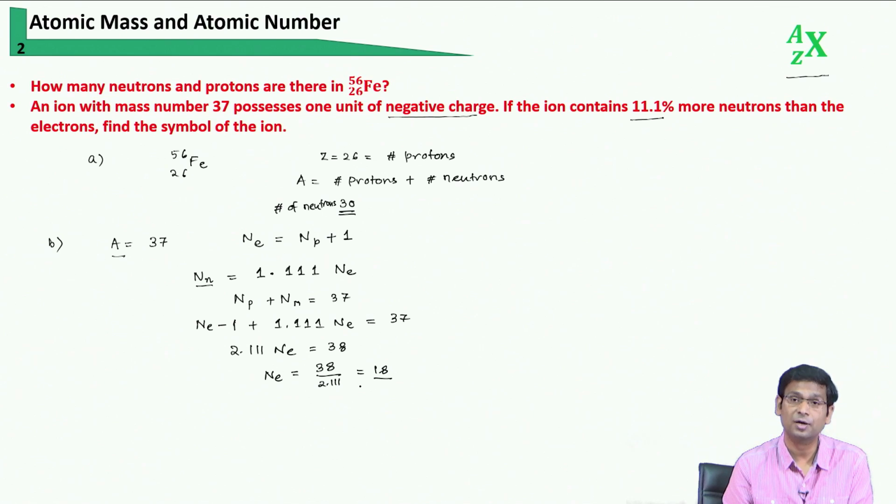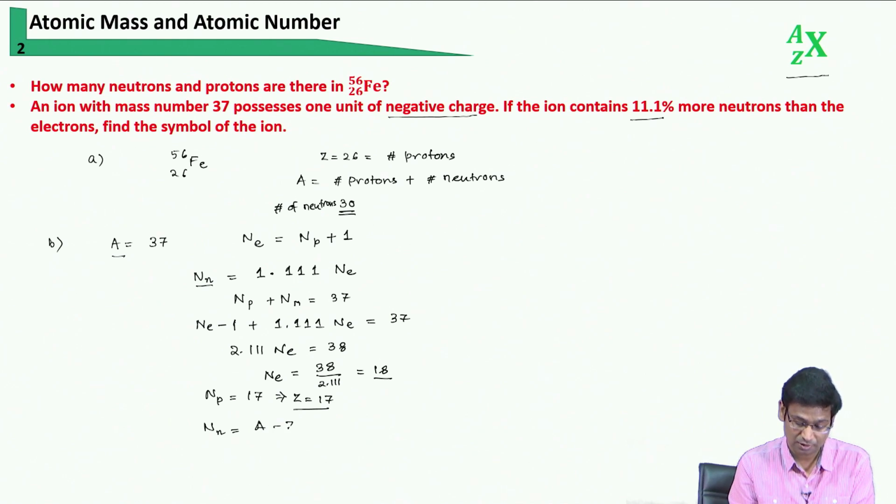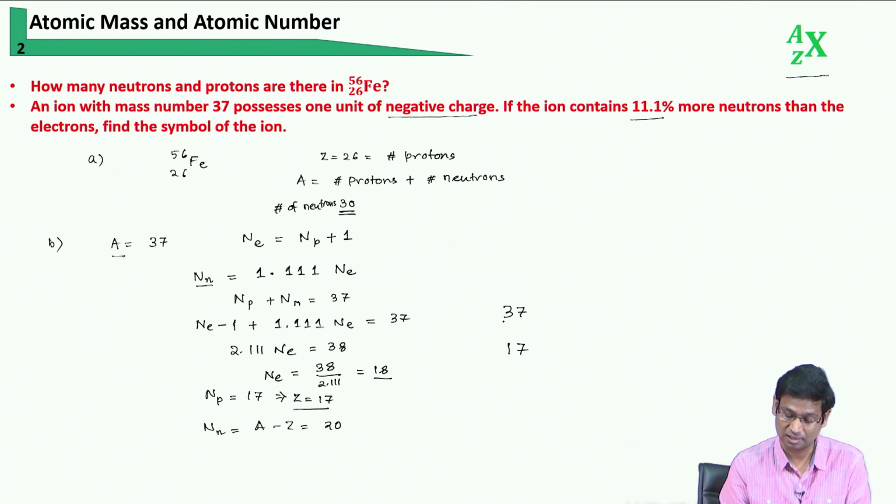So what is the number of protons? The number of protons is 1 less than the number of electrons. Therefore, the number of protons is 17, so Z is 17, and Z of 17 means this is chlorine. And what is the number of neutrons? The number of neutrons is A minus Z, which is 20. So Z is 17, A is 37, this is the atomic number, this is the mass number, and by looking at Z, you know this is chlorine, but this is not just chlorine, this is actually the chloride ion, because you have one negative charge.